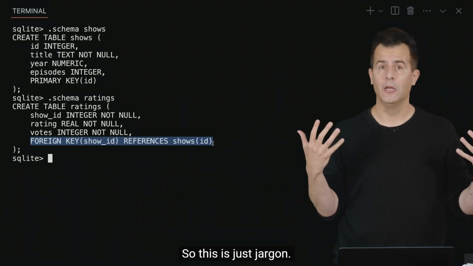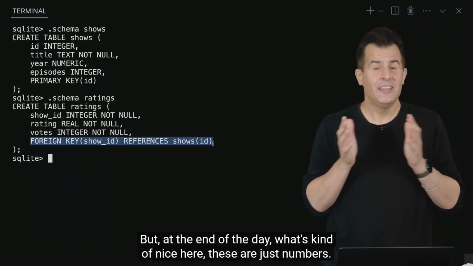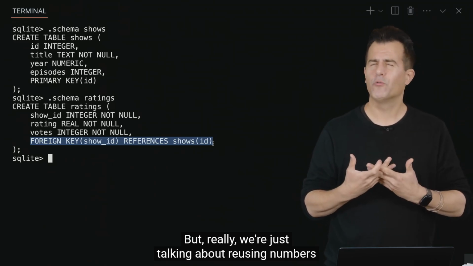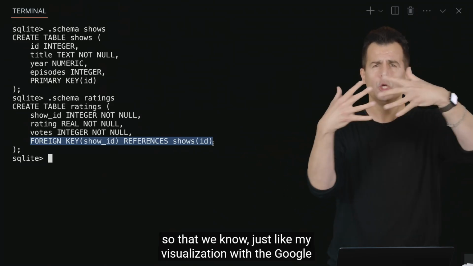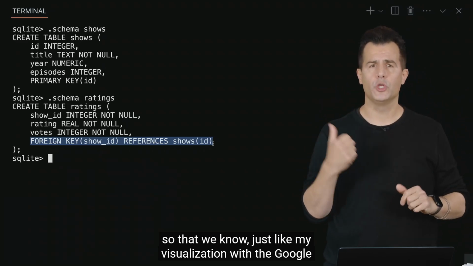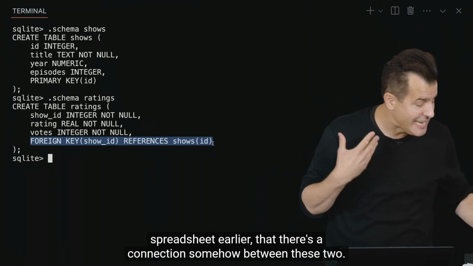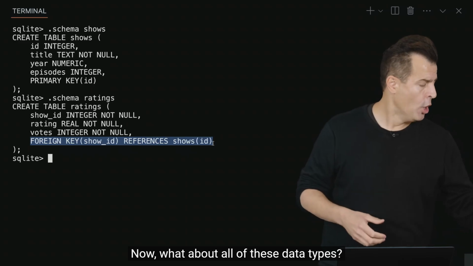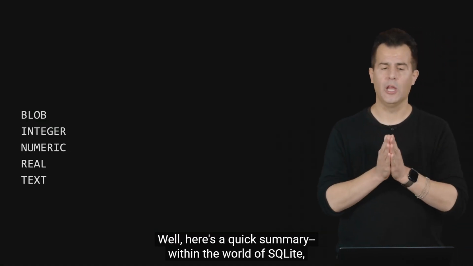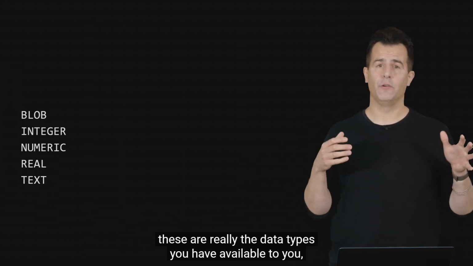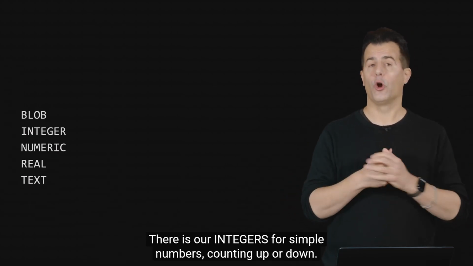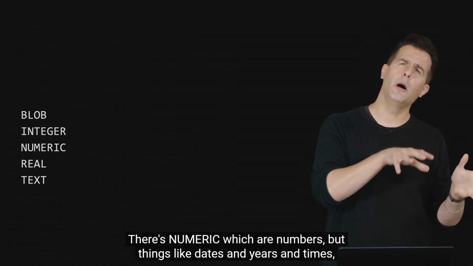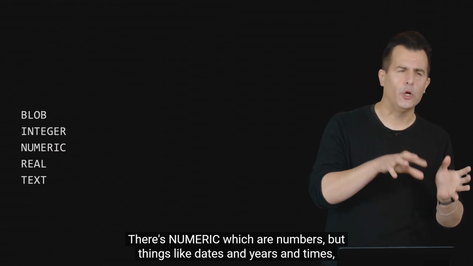So this is just jargon, but at the end of the day, what's kind of nice here, these are just numbers. And we've tossed on a bunch of terminology here and jargon, but really we're just talking about reusing numbers so that we know, just like my visualization with the Google spreadsheet earlier, that there's a connection somehow between these two. Now, what about all of these data types? Well, here's a quick summary. Within the world of SQLite, these are really the data types you have available to you. And it's not that many. There is our integers for simple numbers, counting up or down. There's numeric, which are numbers, but things like dates and years and time.